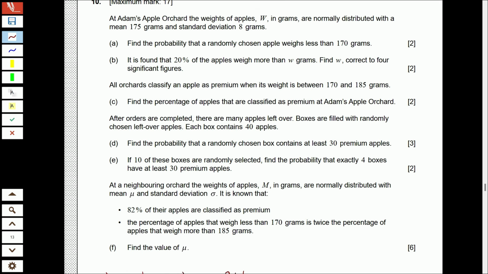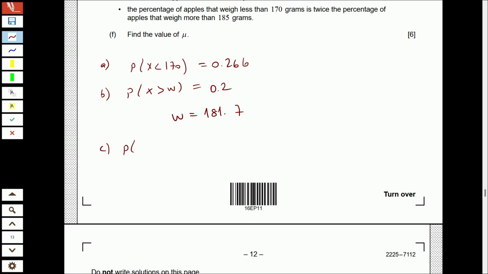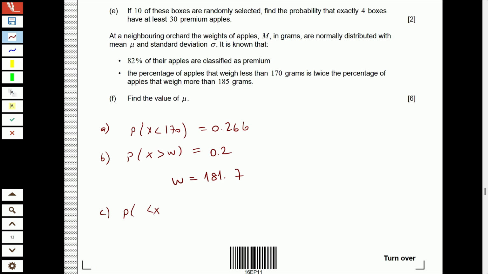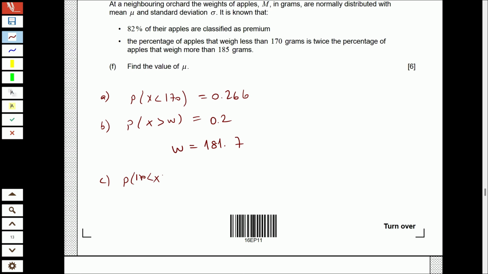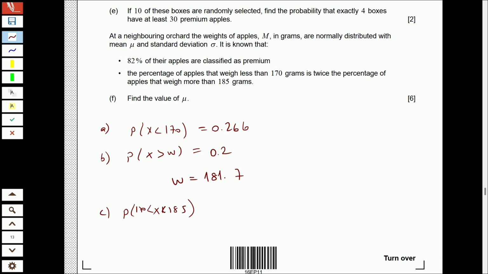181.7, yeah. Question C. All orchards classify an apple as premium when its weight is between 170 and 185 grams. Find the percentage of apples that are classified as premium at Adams Apple Orchard. And the apples between 170 and 185 will give us the premium apple, right? So we're gonna find the percentage of apples or probability, let's say.